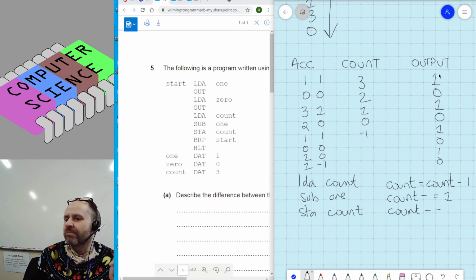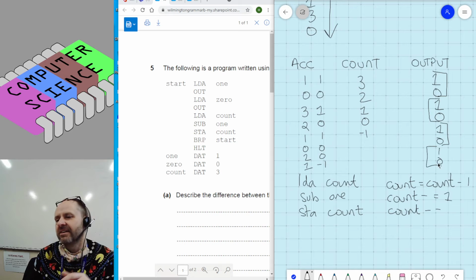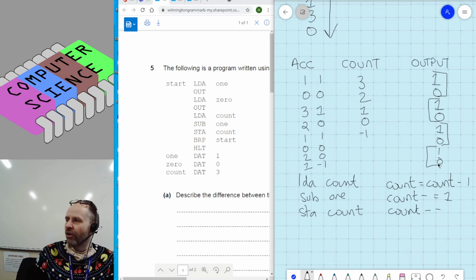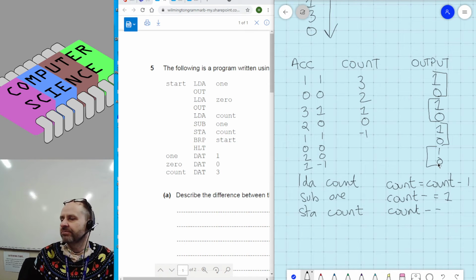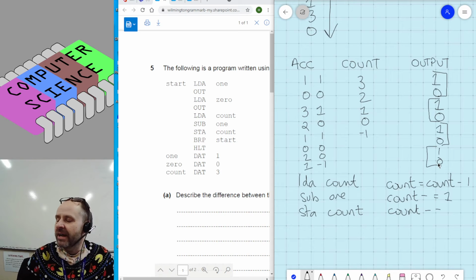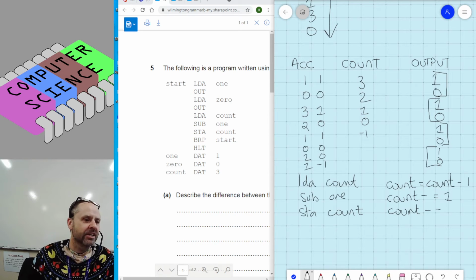So actually the mark scheme answer, I'll show you the mark scheme answer because it's insane. You should have had 4 sets of ones and noughts if you followed the loop counting properly. The mark scheme answer, let's grab it.